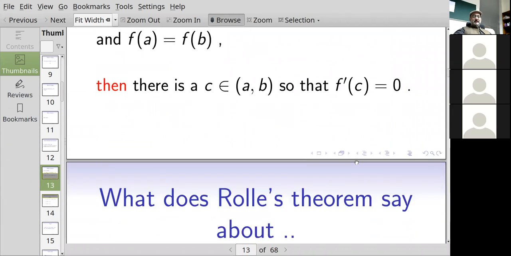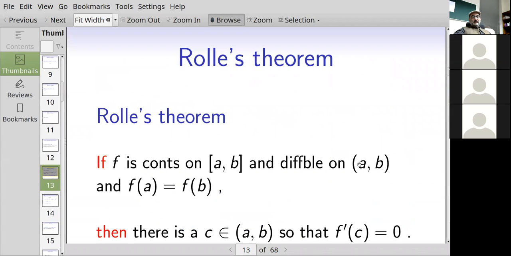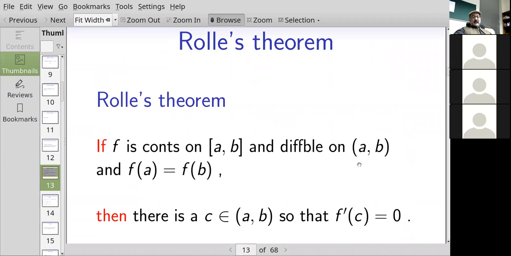Yes, sir. So can you repeat this last line? Then there is a c. What is c here? c is some point between a and b, not including a and not including b.